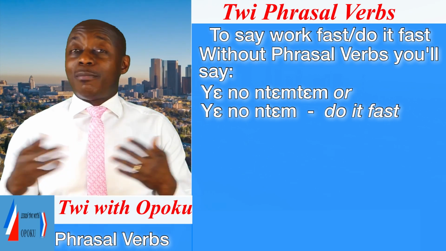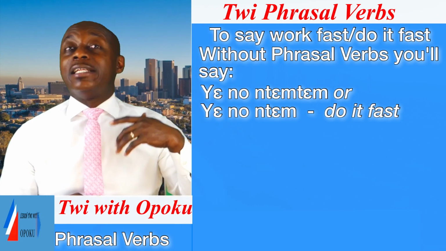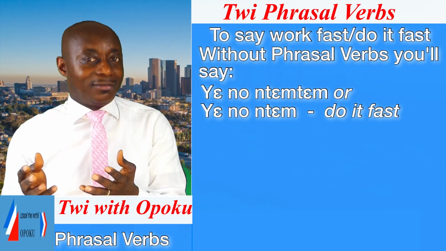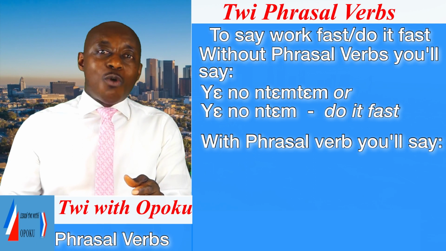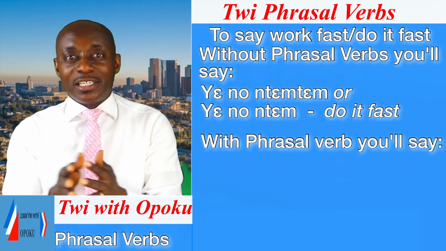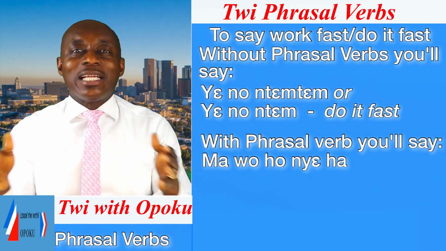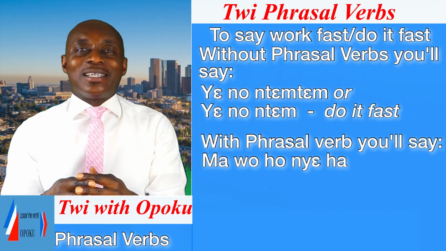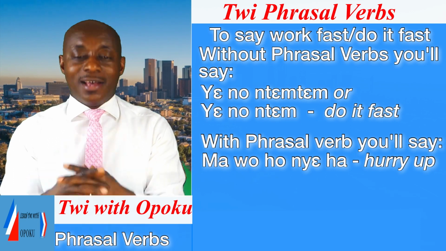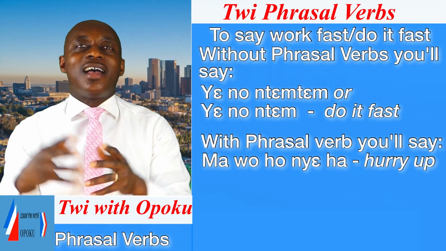Yenontem is what we use in normal daily conversations, and children who are learning the language for the first time, this is what they are introduced to. So when you say yenontem, a child who is learning the language understands that. But if I want to use phrasal verbs, or if I want to use a more mature statement, then I will say maunhonyeha. Literally, I say let yourself be hot fast. Maunhonyeha. That means hurry up with the work.